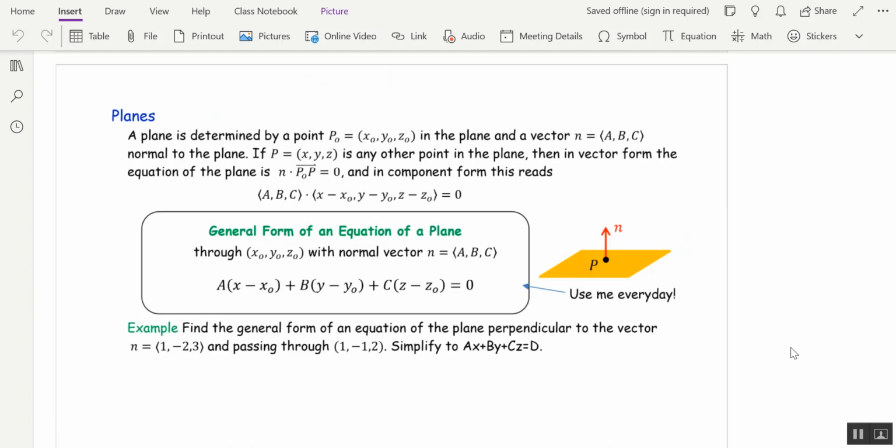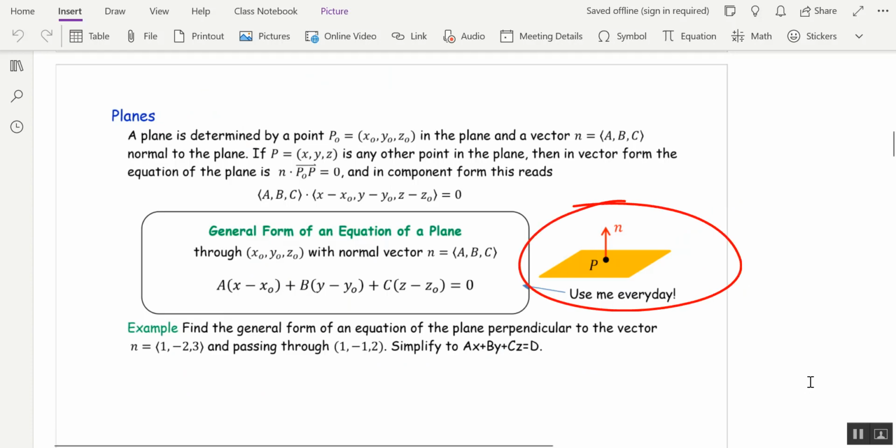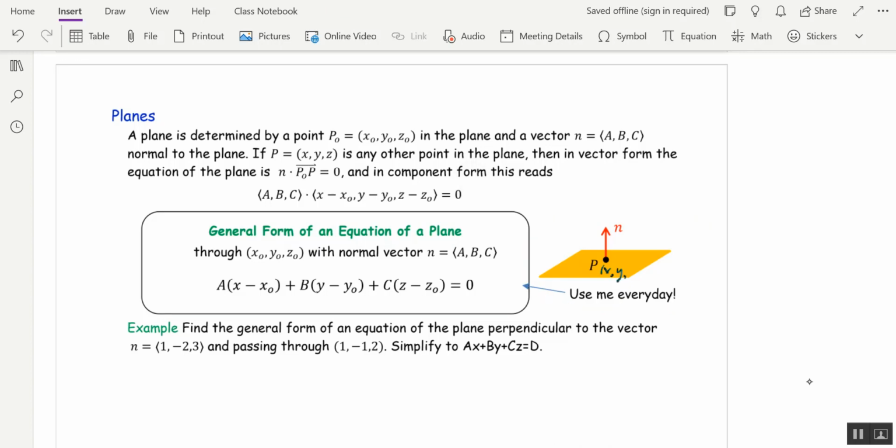Okay, now let's talk planes. A plane is determined by a point in the plane and a normal. So if P is x naught, y naught, z naught, and x, y, z is any other point in the plane, then the vector from P to x, y, z is always perpendicular to n, and that gives us this equation here. And when you expand that out, you get this, the general form of an equation of a plane.